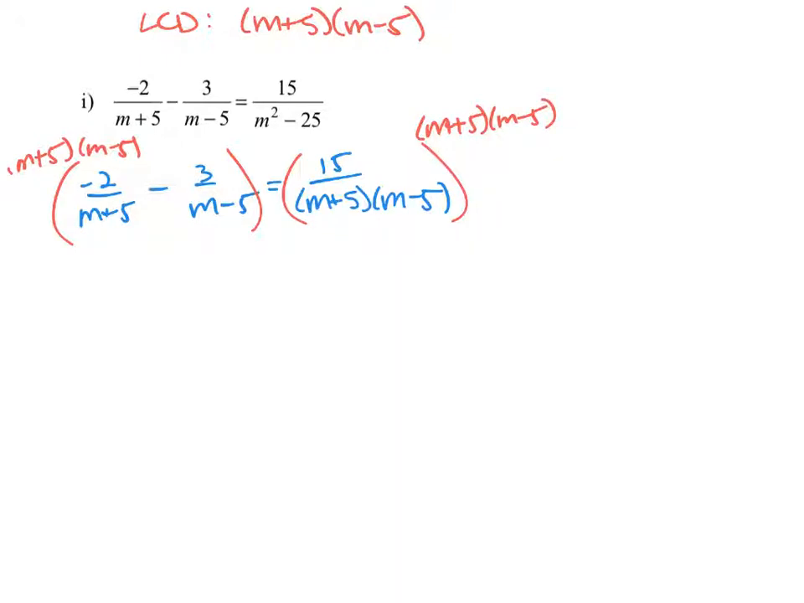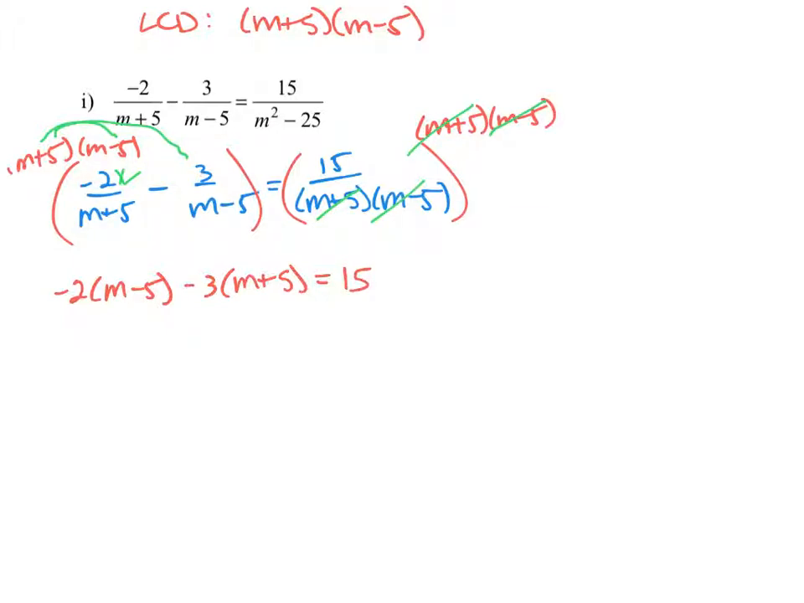When we distribute here to the first fraction, the m plus 5 factors will divide out, so we end up with negative 2 times m minus 5 minus 3, and when you distribute the LCD to the second fraction, the m minus 5s will cancel out, so it's negative 3 times the quantity m plus 5. And on the right side, the m plus 5s and the m minus 5s will divide out, so that we only end up with 15 on the right side of the equation.